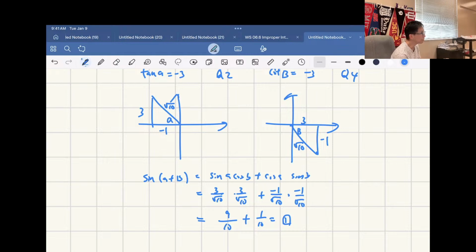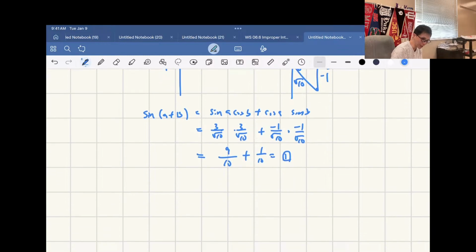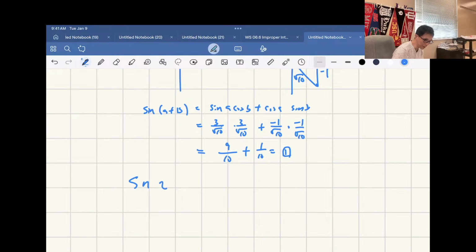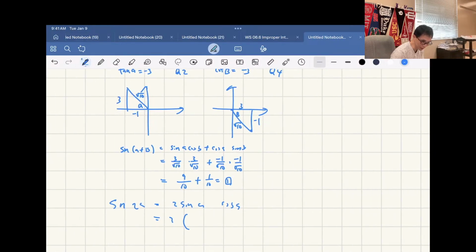What about the sine 2a thing? Sine 2a is 2 sine a cosine a. Okay, sine of 2a is equal to 2 sine a cosine a. So sine a is going to be 3 over square root of 10, and the cosine of a is going to be negative 1 over square root of 10. So that's going to be negative 6 over 10, so it'll be negative 3 over 5.